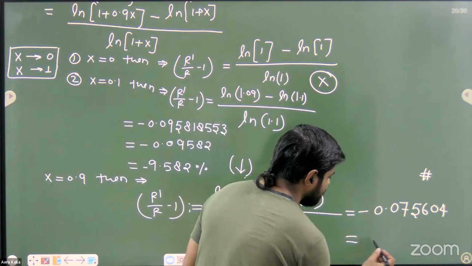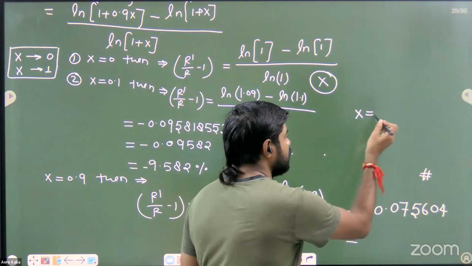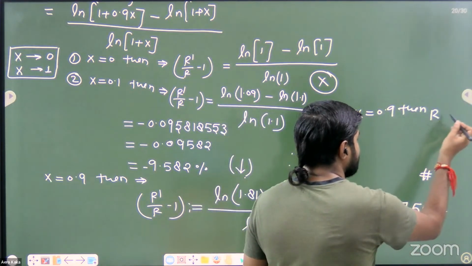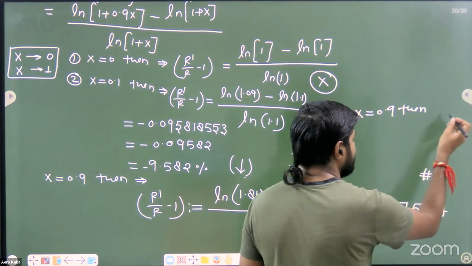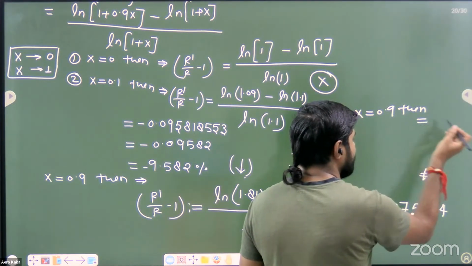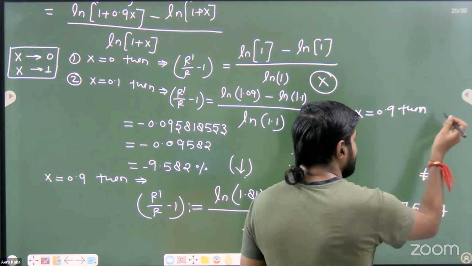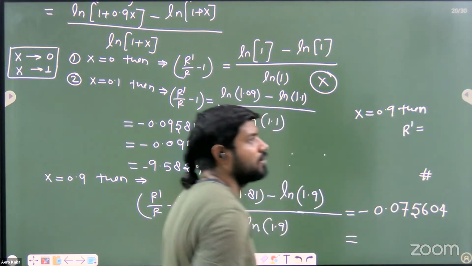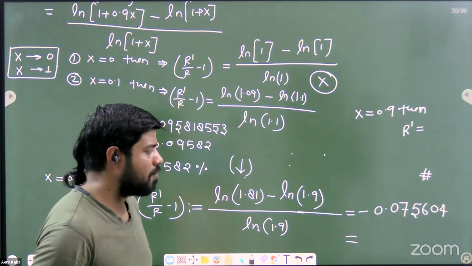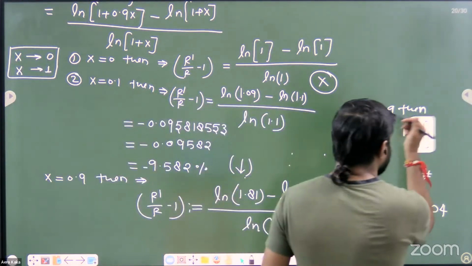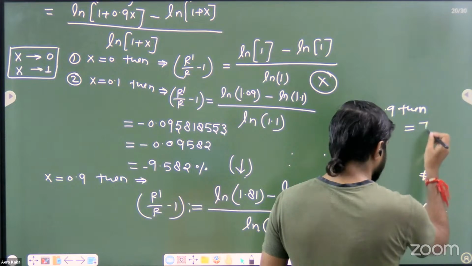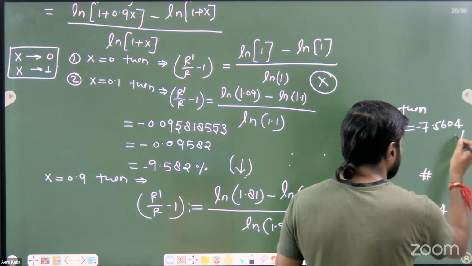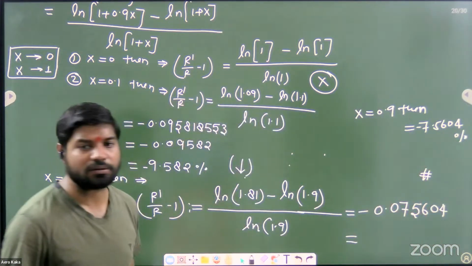You can write here, when x is equal to 0.9, your percentage change is how much? Minus 7.56. You are getting this value, r prime is equal to how much? 7.5604, right? Percent. So again, this is lower than 10%.